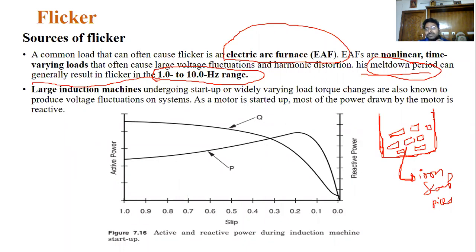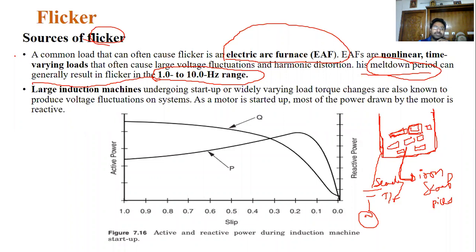So what does the meltdown period mean here? These iron scraps are trying to melt. On melting, they can form some electric bond between the scraps. That will lead to the secondary side of the transformer, which is connected to the furnace. There is an increase in the voltage levels during this meltdown period, and because of that it leads to flicker cases.